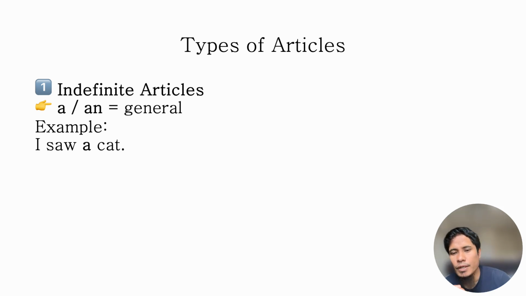For example, when you say I saw a cat, you are not talking about a particular cat. It could be any cat, and the listener doesn't know which one, and it is perfectly fine.